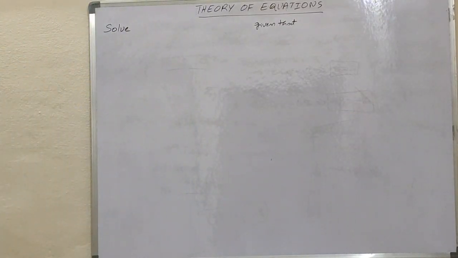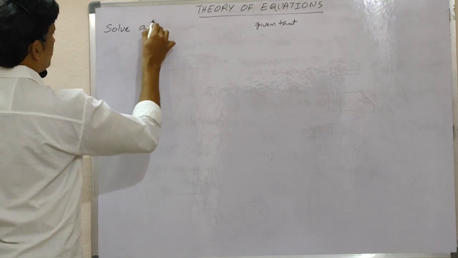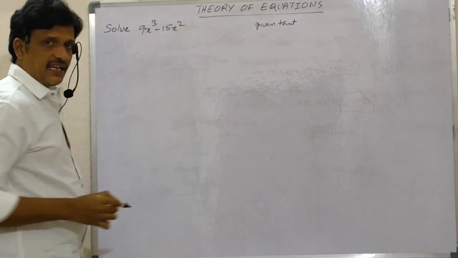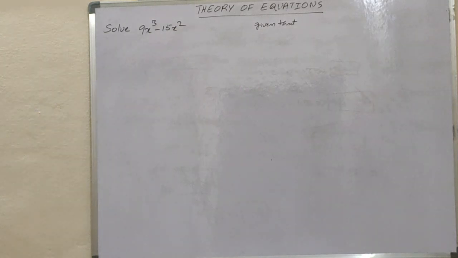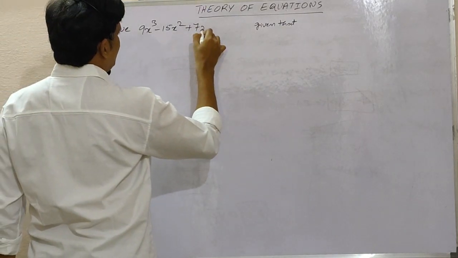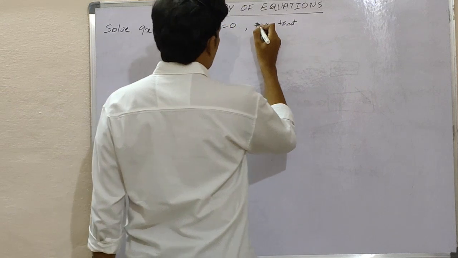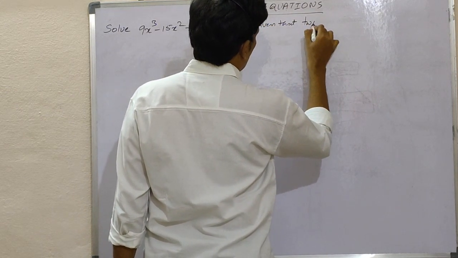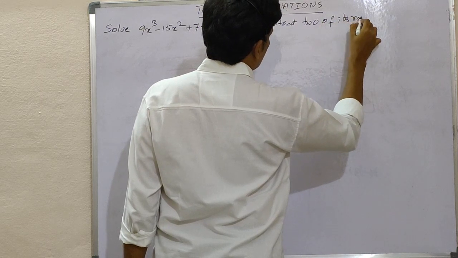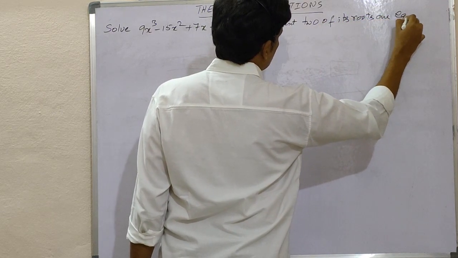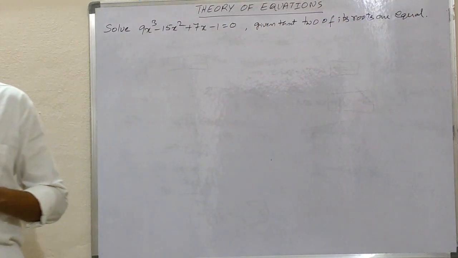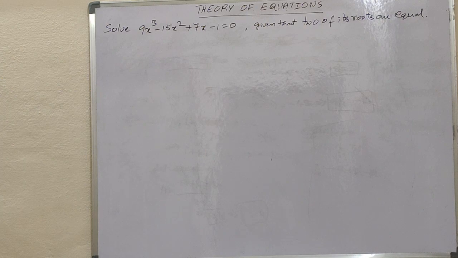Okay, next one. Solve 9x cube minus 15x square plus 7x minus 1 is equal to 0, given that two of its roots are equal. Observe the problem.